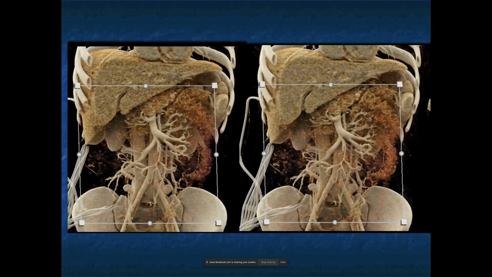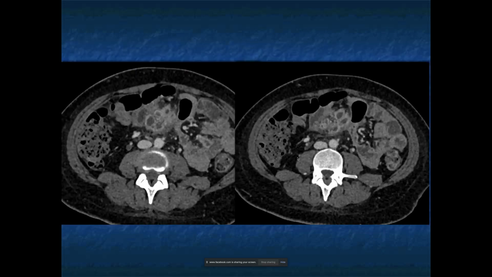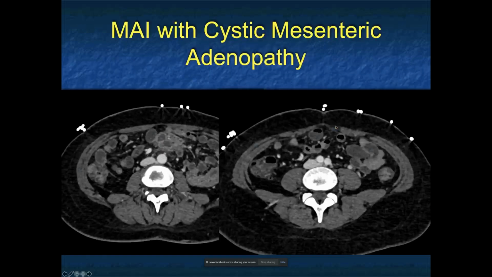An MAI infection, you can see some of the nice images with cinematic where the vessels are narrowed, the branches off the SMV and SMA are narrowed. You appreciate the masses. So you've got to be thinking about infection, and MAI is the classic thing that gives you cystic mesenteric nodes. It doesn't give you desmoplastic reaction like with carcinoid, and carcinoids typically are vascular. So that makes all the difference in the world at reaching the right diagnosis.